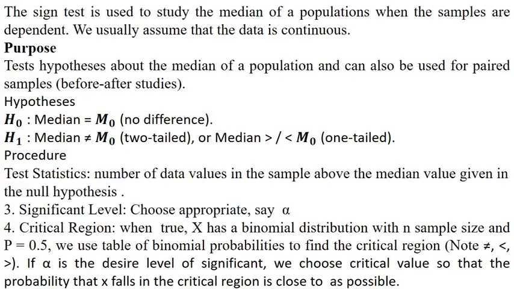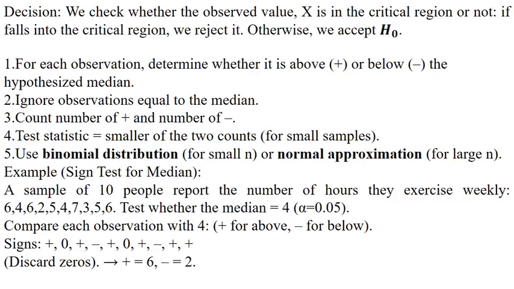Critical region. When X has a binomial distribution with n sample size and p is 0.5, we use the table of binomial probability to find the critical region. If alpha is the desired level of significance, we choose the critical value so that the probability that X falls in the critical region is as close to alpha as possible. We check whether the observed value x is in the critical region or not. If it falls into the critical region, we reject it. That is our decision.